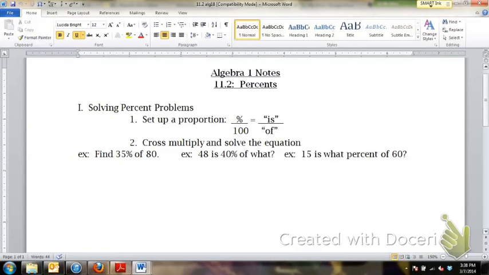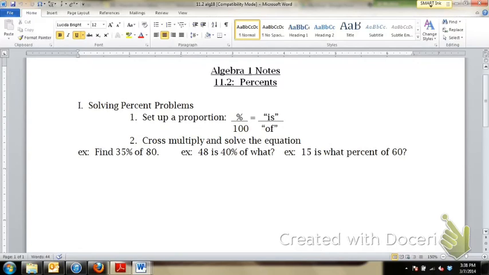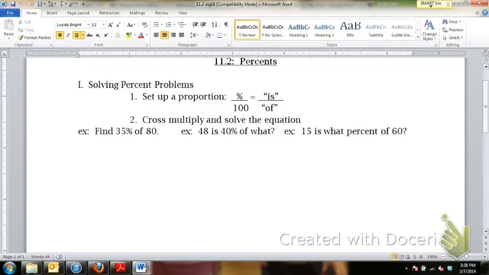In 11.2, we're going to take a look at percents. You've probably seen this before. We're going to set up a proportion, which is why it's in this chapter, and we're going to use this is over of equals percent over 100 thing. That's going to work for everybody.